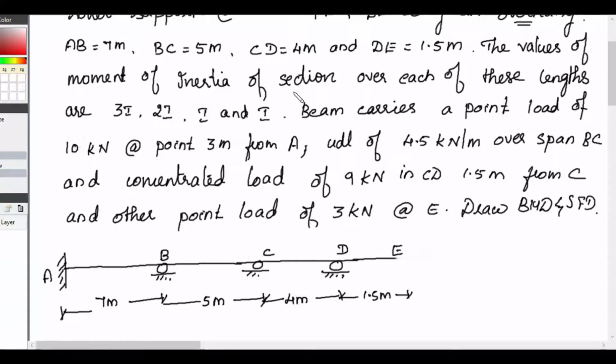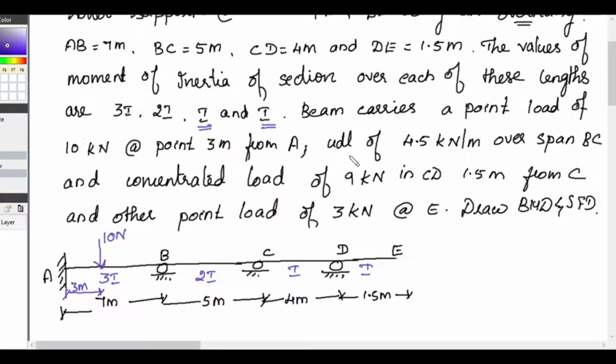The values of moment of inertia of section over each of these lengths: along AB it is 3I, along BC it is 2I, along CD it is I and along DE it is I. The beam carries a point load of 10 kilonewton at a point 3 meter from A. So from A at a distance of 3 meter we have a point load of 10 kilonewton.